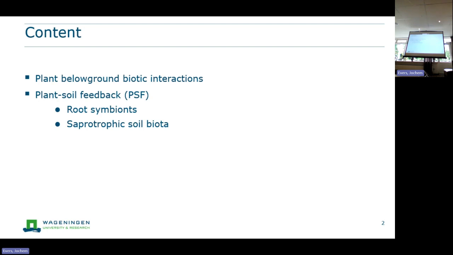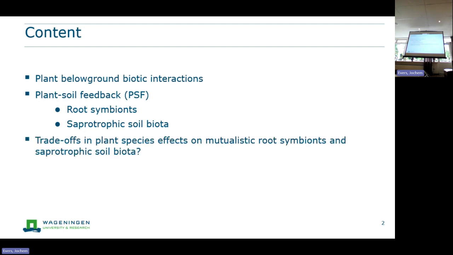Because indeed, as Luc was already saying, in these systems there's a lot going on at the same time, and they may interact or not, but you would need to consider all of them if you want to understand the system. And then we have a look at whether there could actually be trade-offs in terms of associations with so-called mutualistic beneficial organisms versus the more saprotrophic kind of organisms.